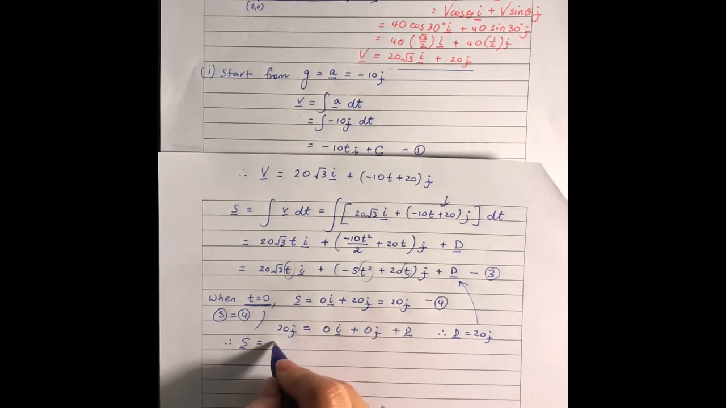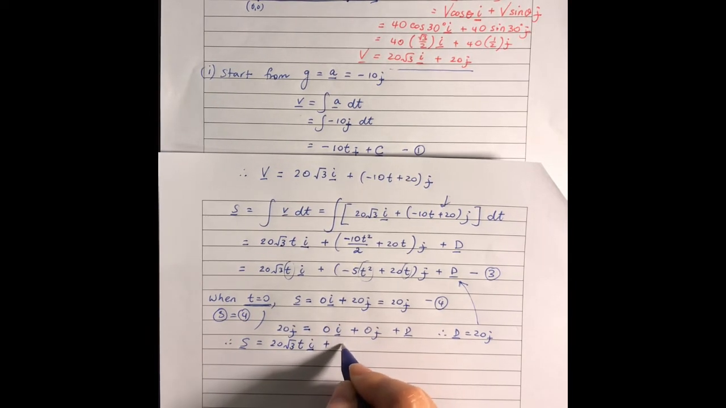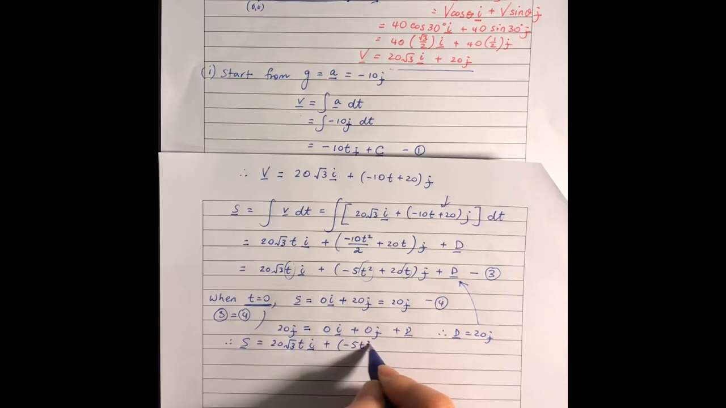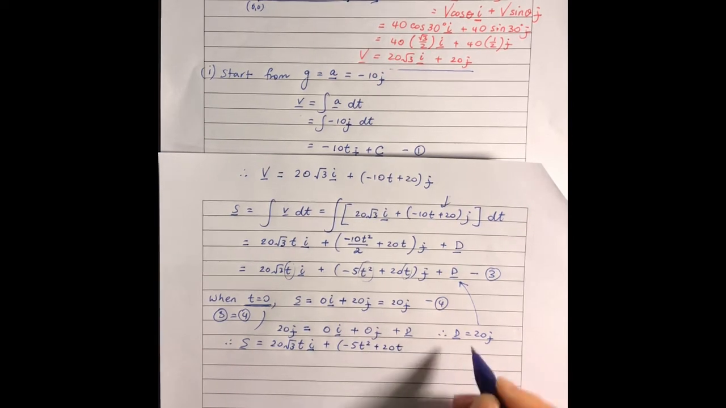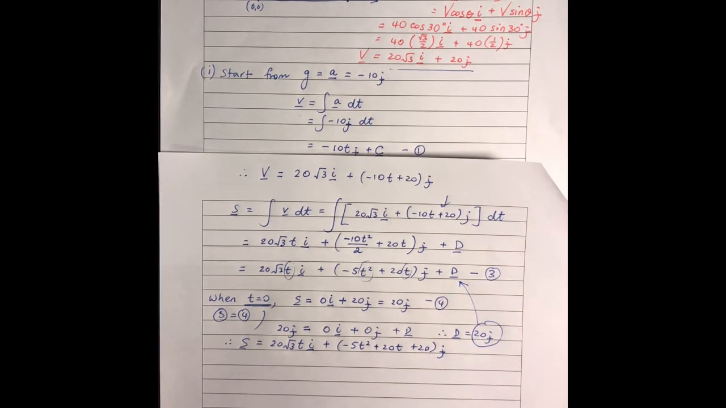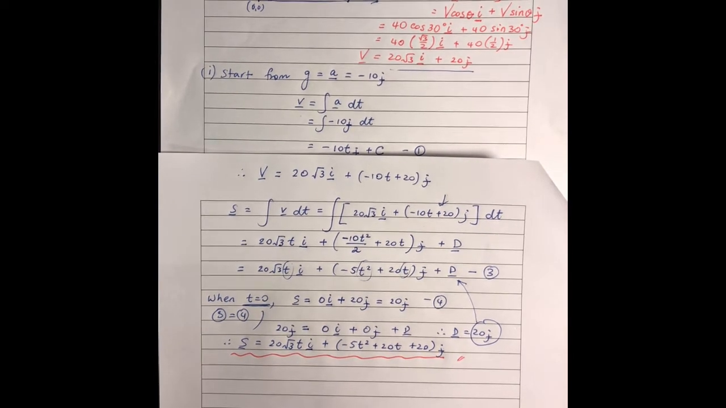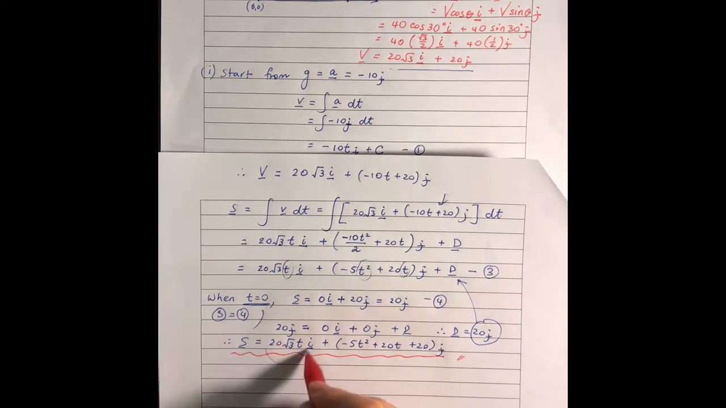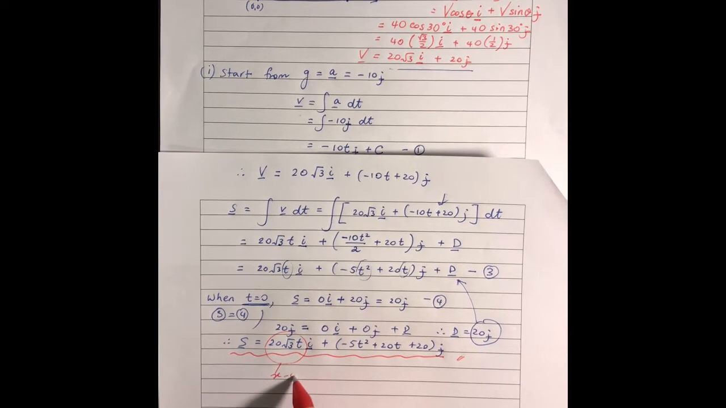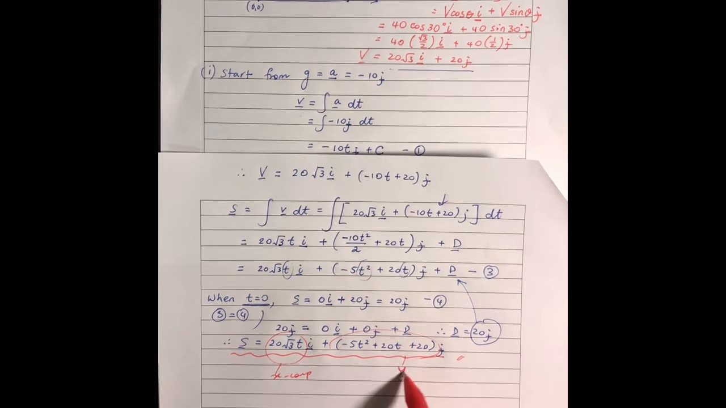displacement vector is 20 root 3 t i plus minus 5t squared plus 20t, and I'm going to put the 20 into here straight away because they are all in j terms. So I'm just going to put that in. That is my displacement vector. This one is the x component, and this part is the y component.